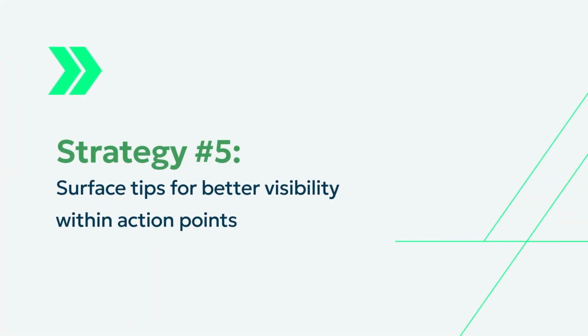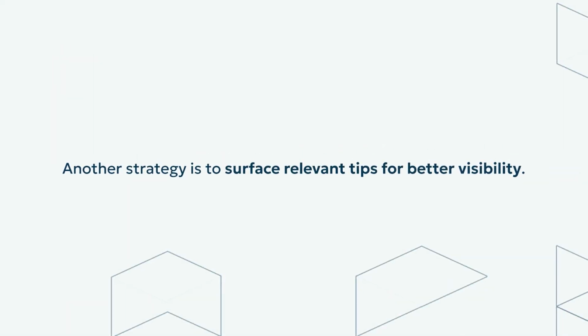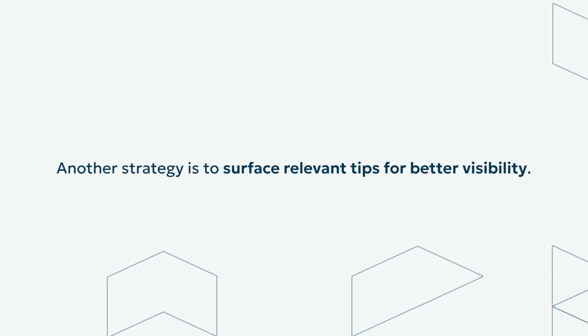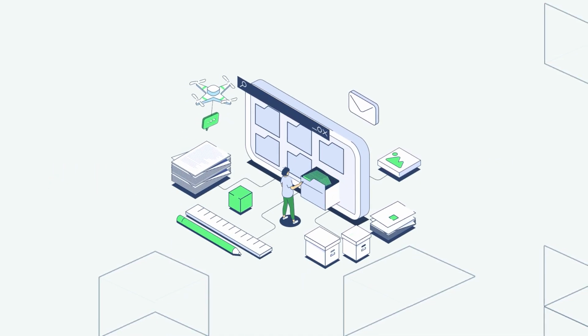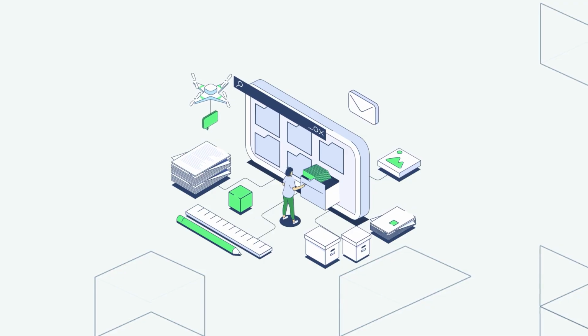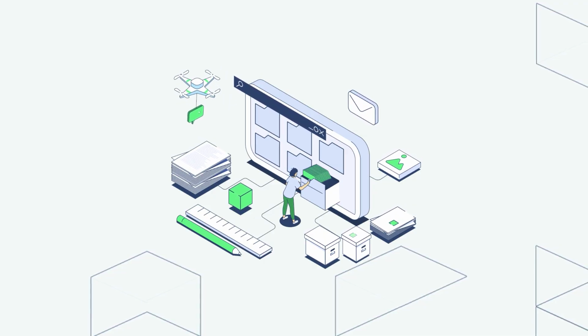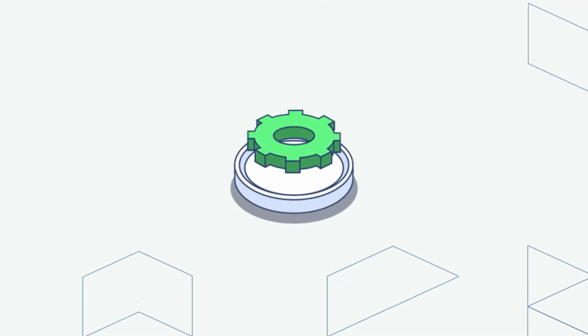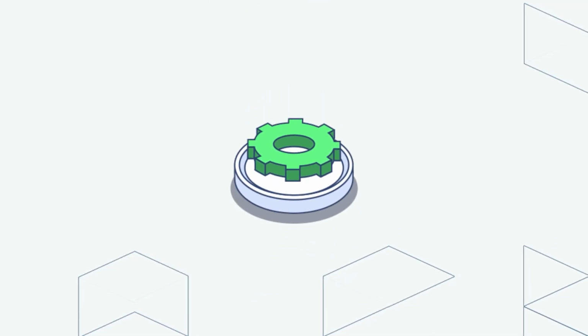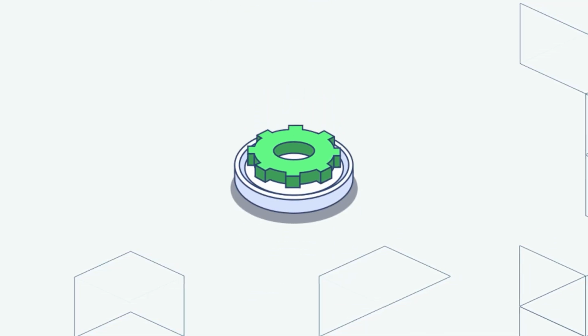Strategy number 5. Surface tips for better visibility within action points. Another strategy is to surface relevant tips for better visibility. This means that technicians should be able to receive relevant documentation automatically when a ticket is created, helping speed up resolution times. You can do this by leveraging automation, so technicians can immediately get a link when a user raises a ticket.